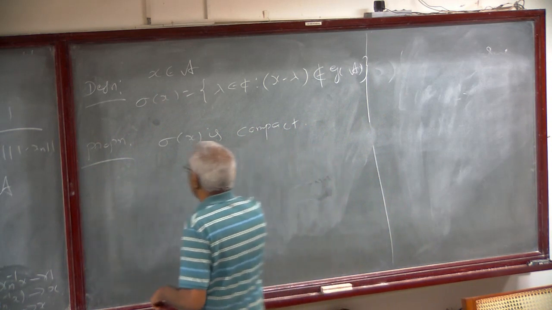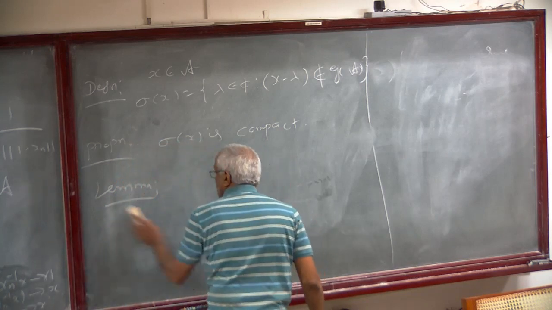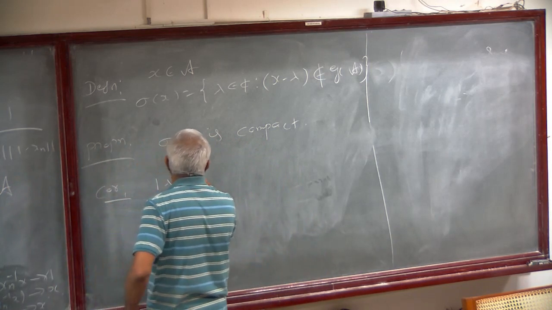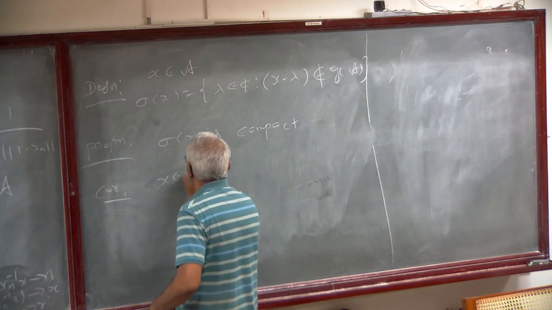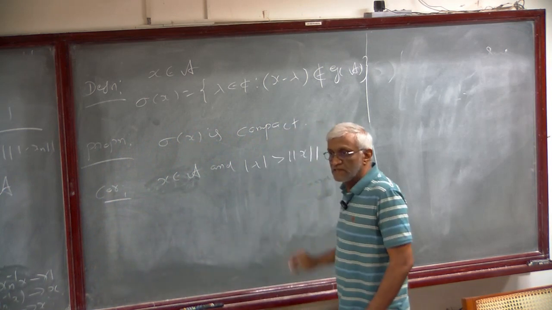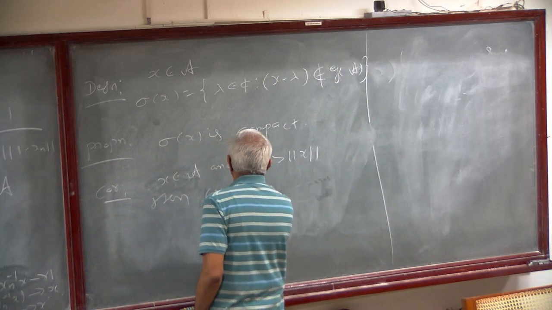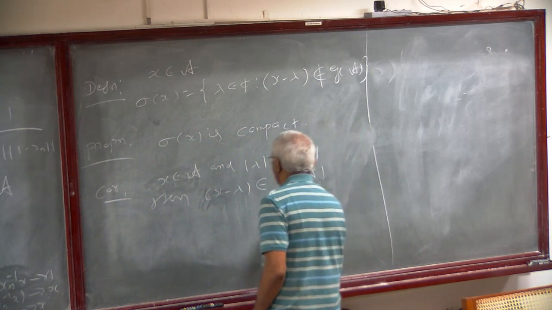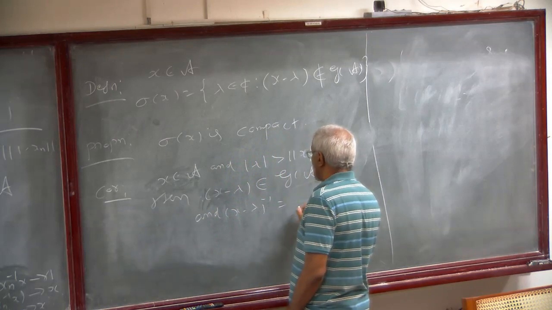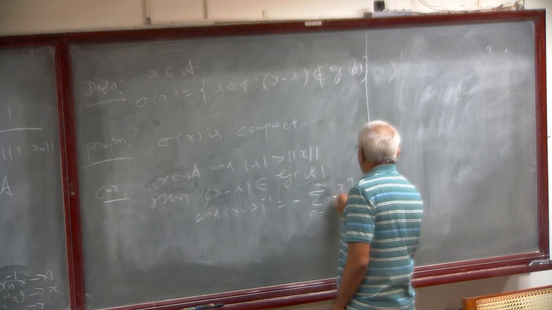Maybe I'll write a lemma and then I'll come to this. I mean, this is a corollary to that. Forgot to say, this is also a corollary. If x is in A and mod lambda is strictly greater than norm x, then x minus lambda is in G of A, and x minus lambda inverse is equal to minus summation n equal to 0 to infinity x power n by lambda power n plus 1.